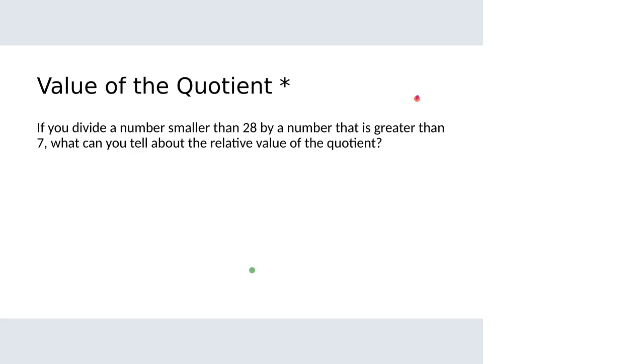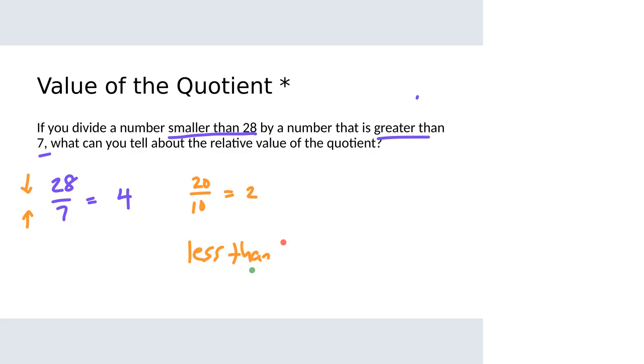All right, so here, a number smaller than 28 by a number greater than 7. First thing I'm going to do is just pretend it's 28 and 7. That would be 4. So this is going to have something to do with 4. And now I'm going to make my top number smaller and my bottom number bigger. Okay, well, how about I make it 20 and 10. That would be 2. Oh, well, that's less than 4. So that means every time I do this, my relative value of the quotient must be less than 4. I just need one example to push me in the direction of less than or greater than.